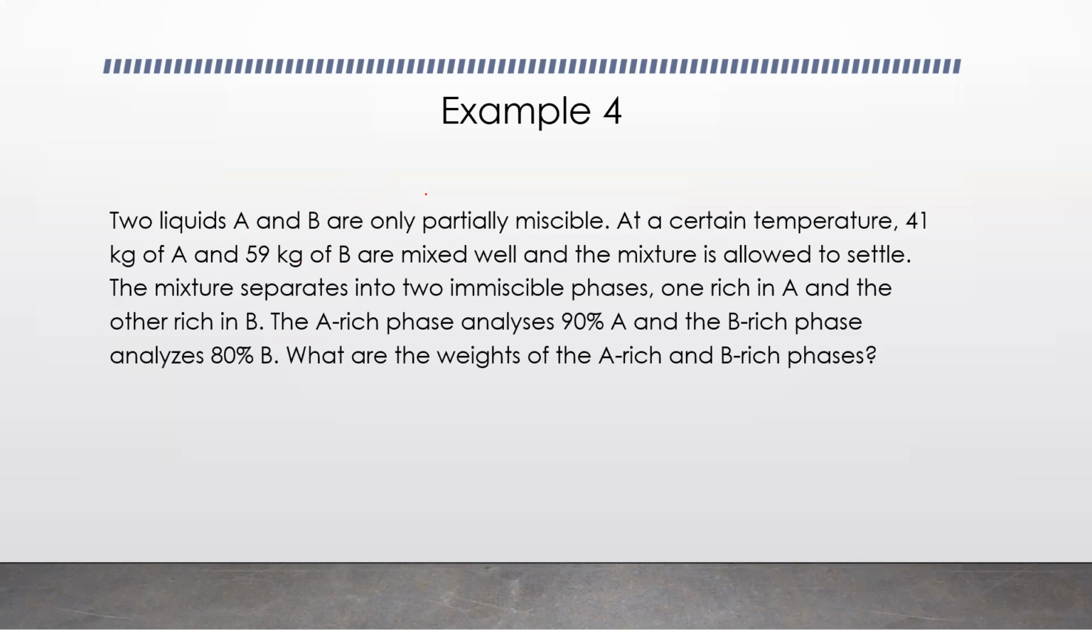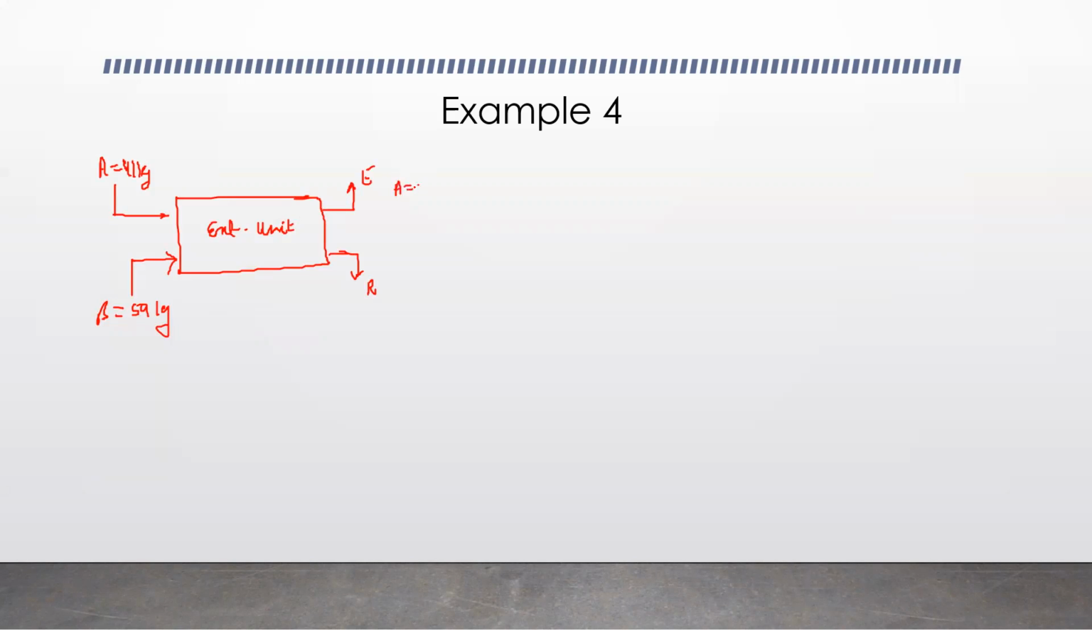So the A rich phase analyzes A as 90%, and therefore B over here is going to be 10% only. And over here, B is analyzed to be 80%. This implies that A is going to be 20%, right? So once you have done this, then we are going to form the A balance equation. You can directly just form the material balance and A balance.